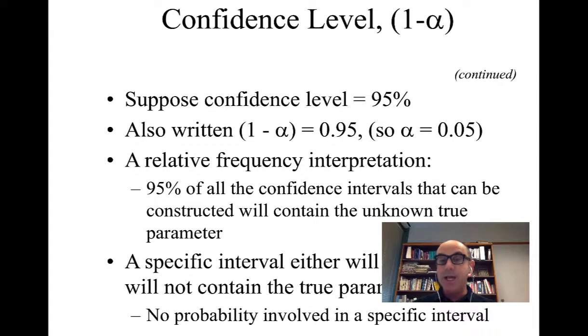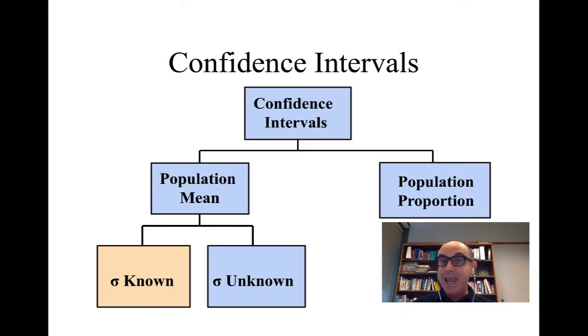Relative frequency interpretation: in the long run, the way for us to provide the interpretation is that a specific interval either will contain or will not contain the true parameter. There is no probability involved in a specific interval in that case.